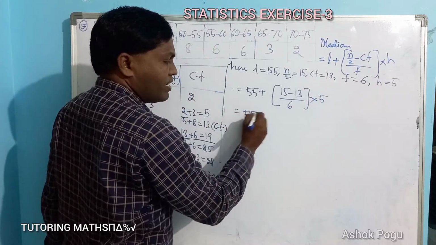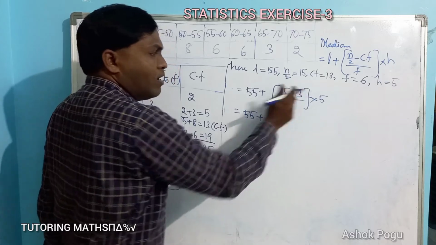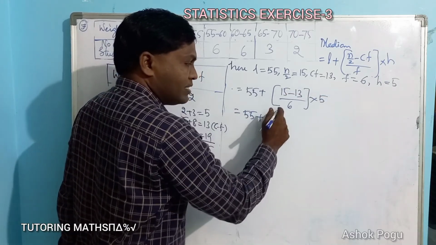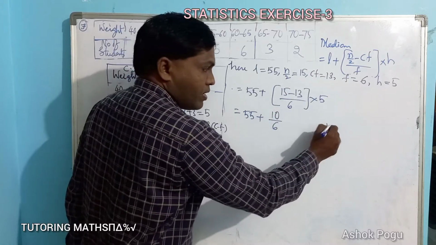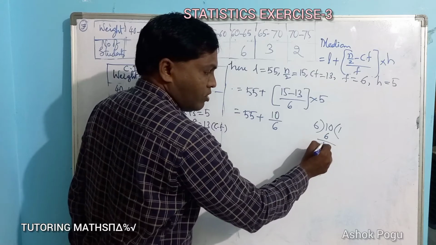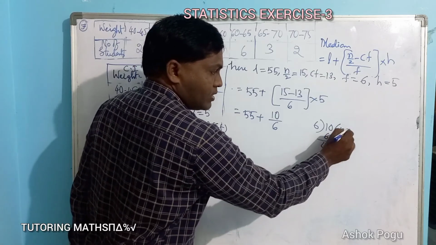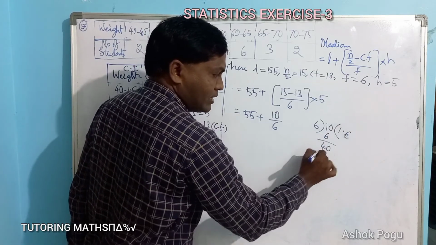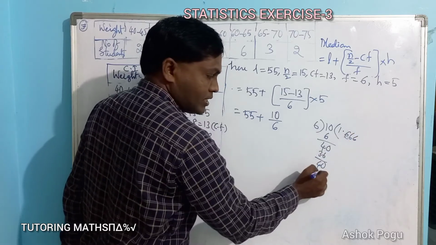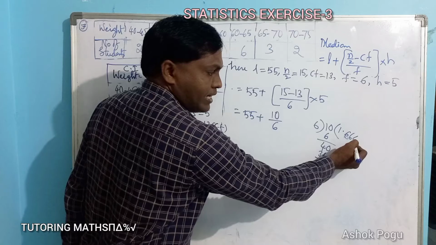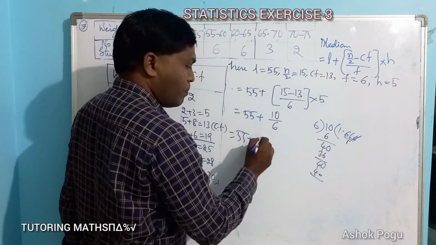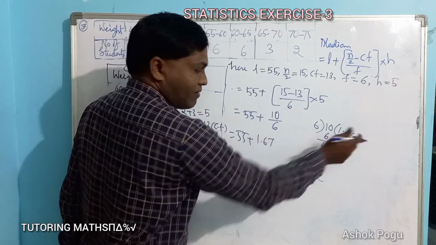Just simplify, one of the simplest questions. 15 minus 13 is 2, 2 fives are 10, 10 by 6, again in fractional form. Just check by the 6 table, 6 ones are 6, and you get 4, then a decimal point, 6 fives, 6 sixes are 36, and again 4, 6 sixes are 36. You get 3 decimal places, cut and add 1, and finally we get 55 plus 1.67.